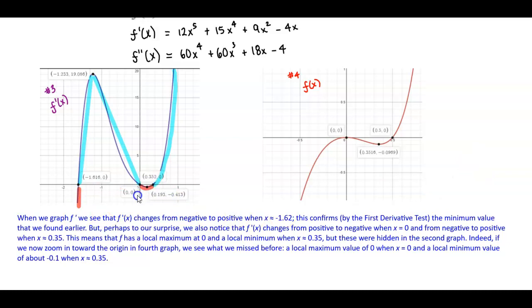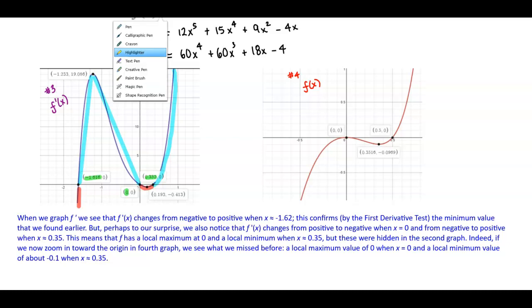So again, let's take a look at these values here. We can see that there are changes. Here at negative 1.6, it's changing from negative to positive. Then at 0, it's going from positive to negative. And then at 0.35, it's going from negative to positive.